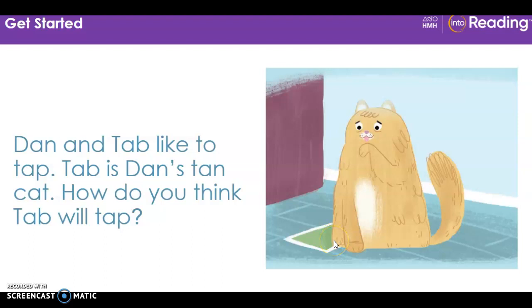Today we will read another story about the characters Dan and Tab. Tab is Dan's tan cat. How do you think Tab will tap? We will use the new words and skills we learned to read about what these characters do.